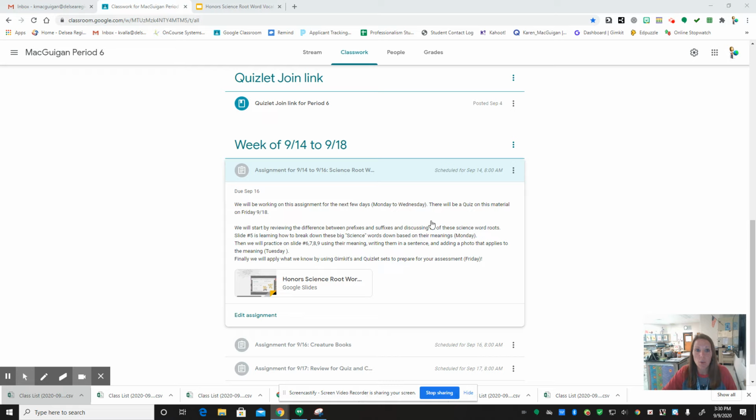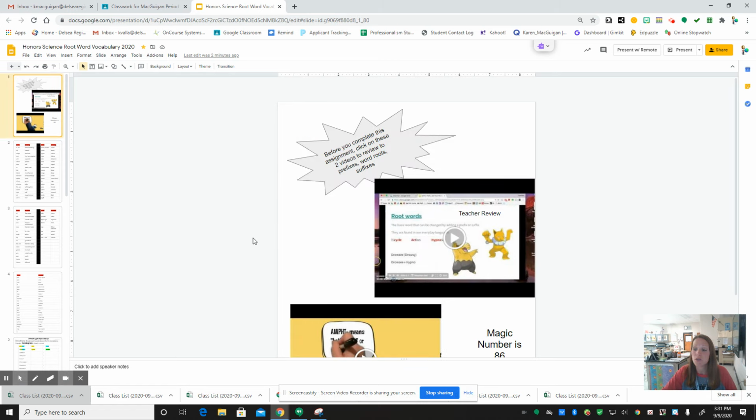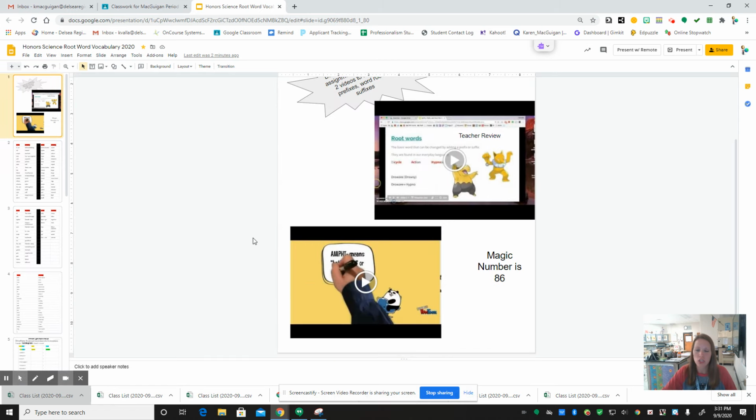I usually call this my word root or root words activity, specifically in science. And let me give you a little bit of background. It's really important that you understand science vocabulary or science terminology. That's probably one of the hardest parts. I know I struggled as a student. It's one of the hardest parts of learning science, is learning the vocabulary.